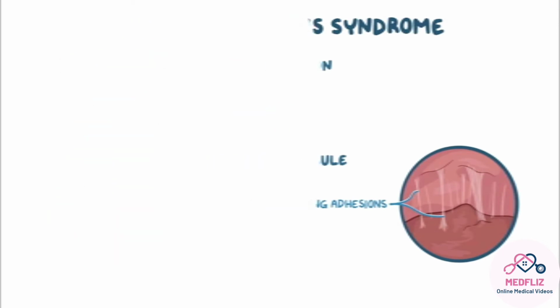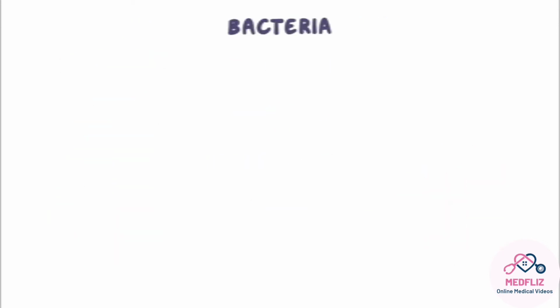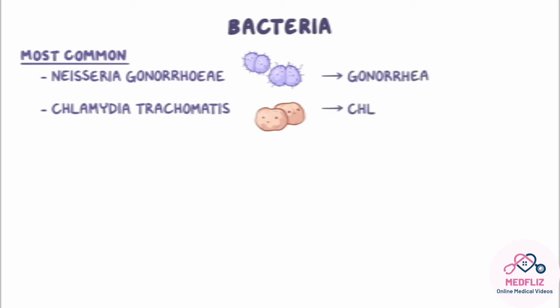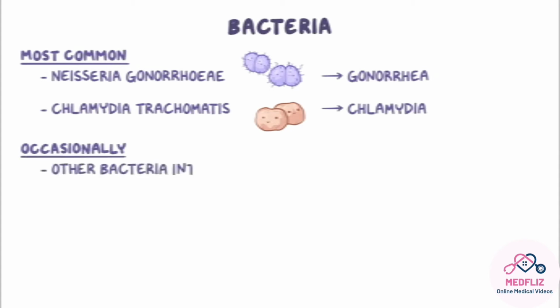Several bacteria are associated with pelvic inflammatory disease. Neisseria gonorrhoeae is the most common one, along with Chlamydia trachomatis, which are responsible for sexually transmitted infections. Occasionally, PID is caused by other forms of bacteria which are introduced to the reproductive system by surgery, abortion, and normal vaginal delivery.